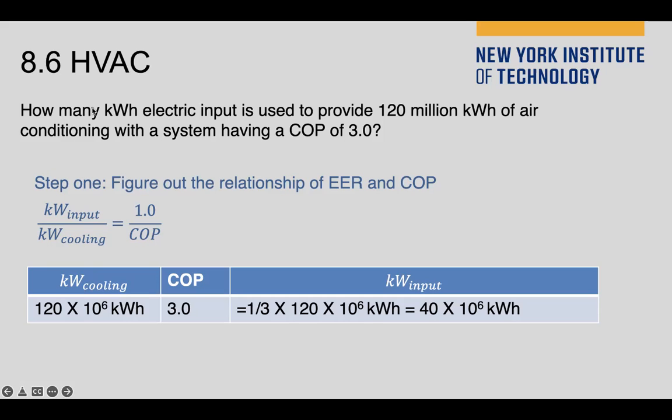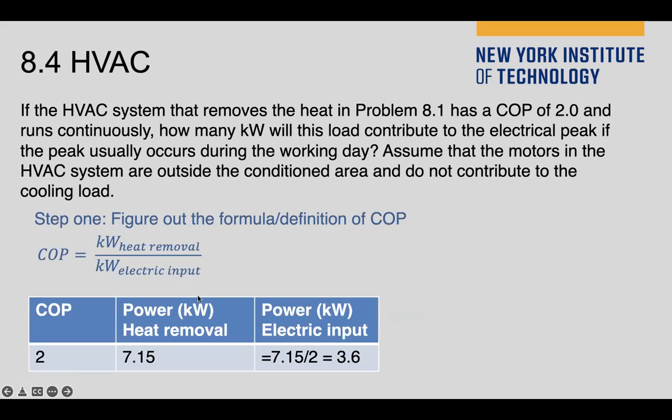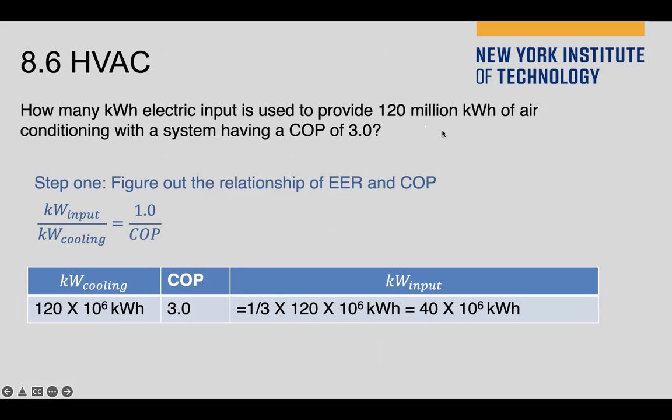And the question is asking about the electrical input. The input in terms of the unit is an energy unit, kilowatt hour. Okay, so the electrical input I'm going to find by this equation, and it's given the COP. Also given the heat removal. Heat removal is 120 million kilowatt hour. So just putting numbers into the formula, then we can obtain the answer.